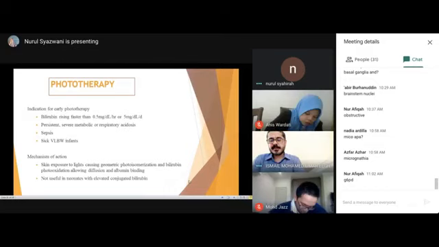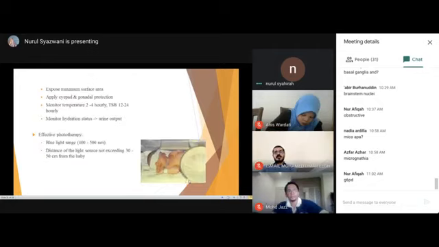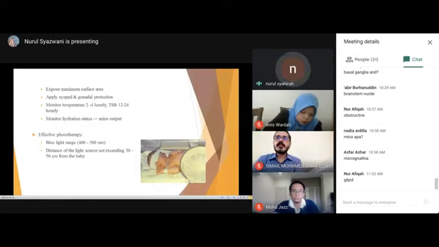Okay, so usually we monitor the hydration status, which is the urine output. And then for effective phototherapy, we use the blue light range. And the distance of the light source to the baby should not exceed 30 to 50 centimeters. Okay, next.